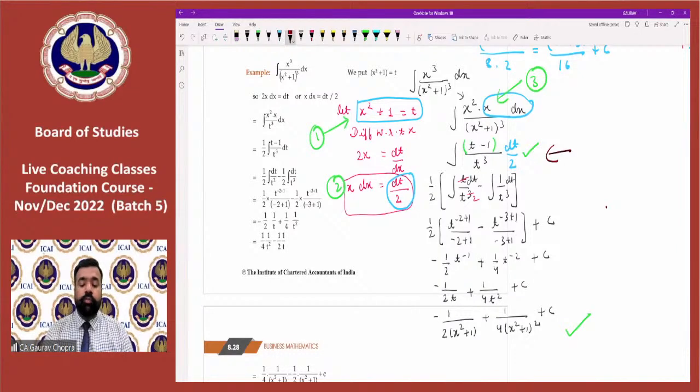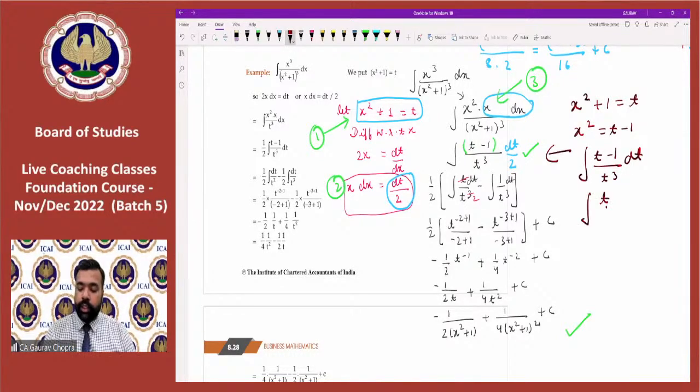This step was where we have substituted the values. Since x square plus 1 is equal to t, so x square can be written as t minus 1. So that is why we have written here t minus 1 and then divided by t cube. After that we have done splitting. So t becomes divided by t cube and then it becomes dt by t cube. So in this way we had done the splitting.